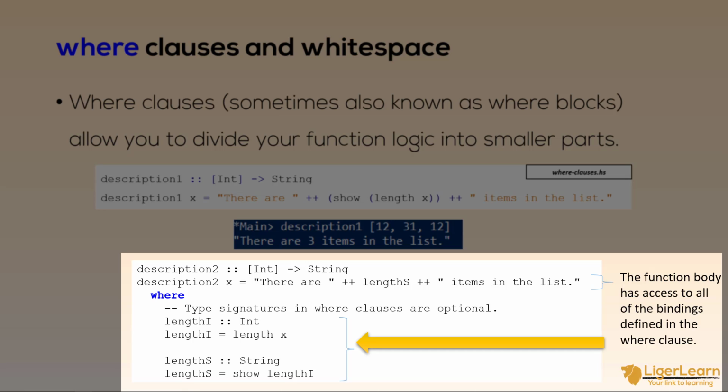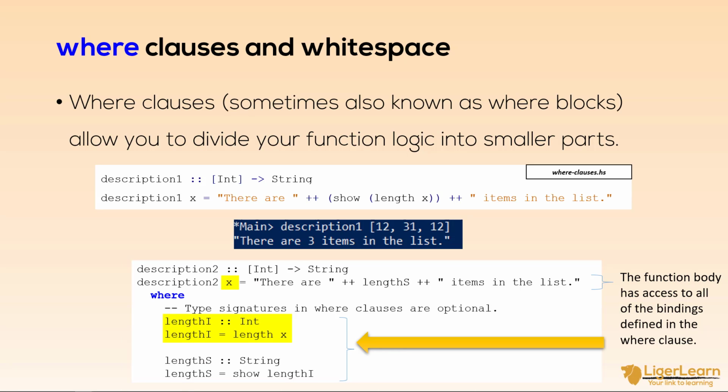So in our case, we are creating two variable bindings. The I in length I is short for int, and the s in length s is short for string. Type signatures within the body of the where block are optional, but I have included them here for completeness. The first value, length I, is the result of calling the length function on the argument x. This is exactly the same as the length function being called in description1.